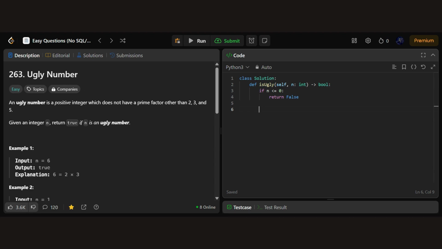However, if the number is a positive integer, then we want to look at all our prime factors. So for prime factor p in 2, 3, and 5, we want to say while n modulo p equals 0. And what this will do is check that our integer n is clearly divisible by p. While it is a factor, we're going to say n equals n divided by p. So this is integer division in Python.